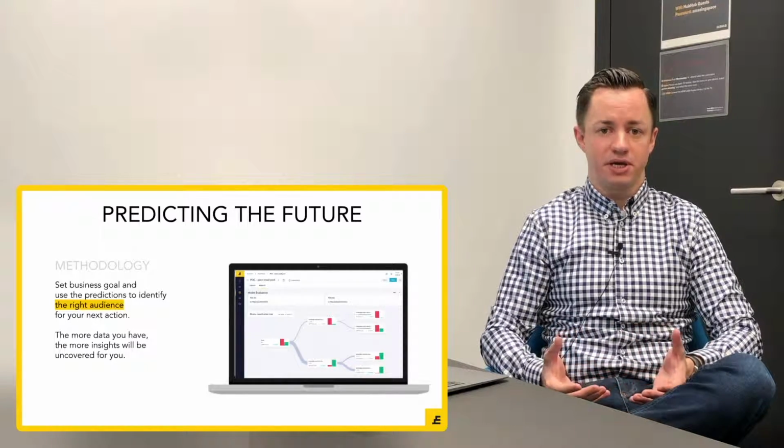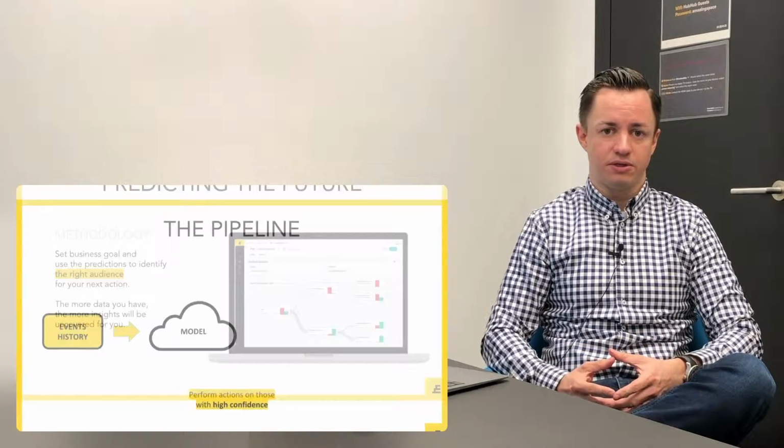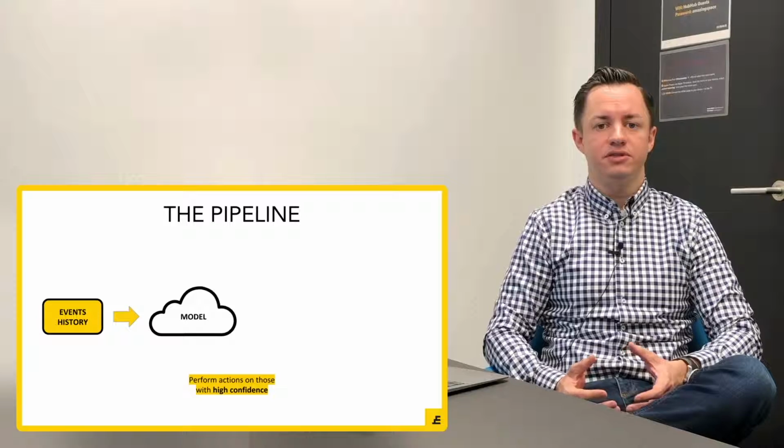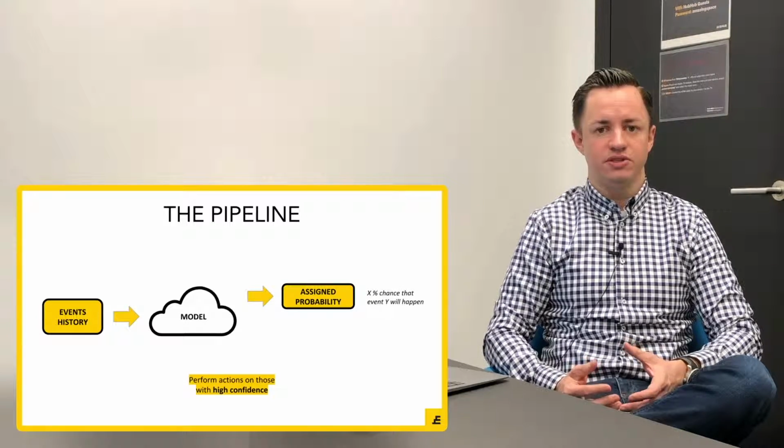The more historical data we have, the more insights will be uncovered. Our cloud model analyzes all the historical data and returns a set of probabilities of our customers taking some specific action, such as churn or purchase. This is the first outcome.